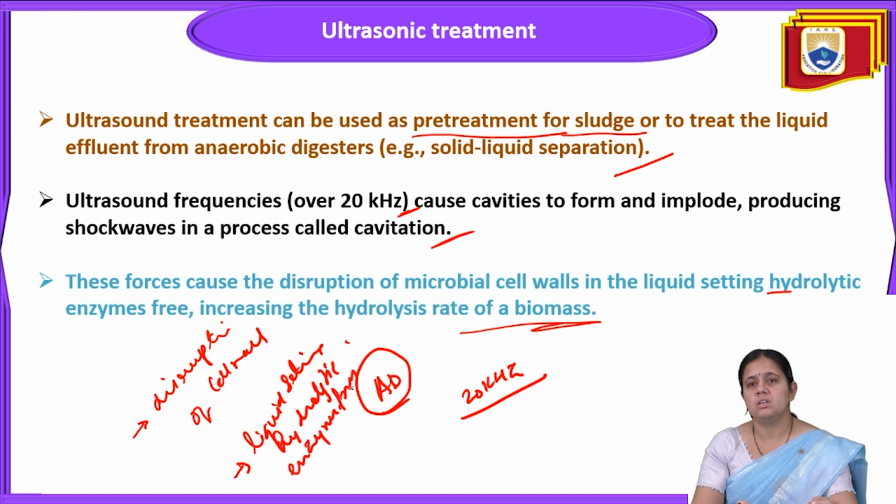So all of these contributed toward the hydrolysis rate of biomass. Ultrasonic treatment involves the use of ultrasound, at a frequency of around 20 kilohertz, which causes cavities to form and implode, producing shock waves in a process called cavitation. These forces cause the disruption of the microbial cell wall in the liquid, setting the hydrolytic enzymes free and increasing the hydrolysis rate of the biomass.